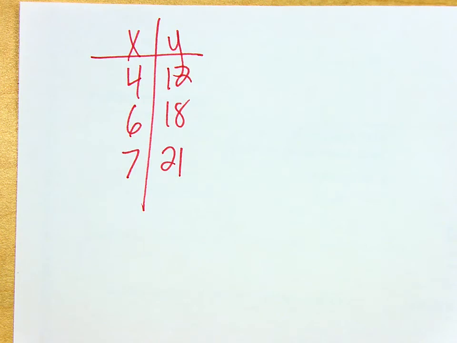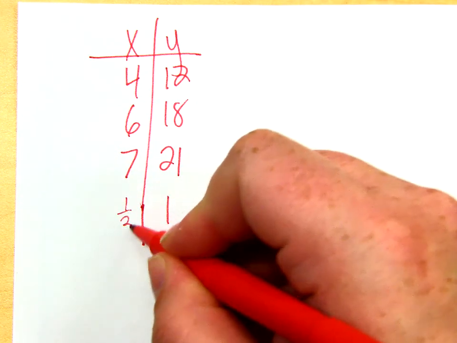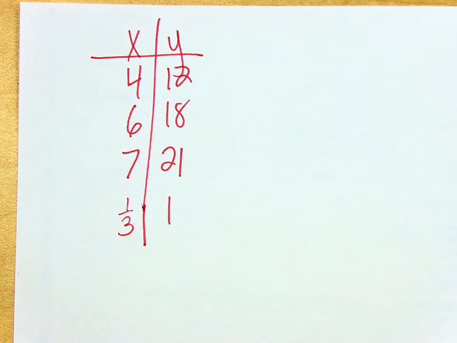First, determine if it is direct variation or not. Let me try and see if I can add more. Does this chart show direct variation?